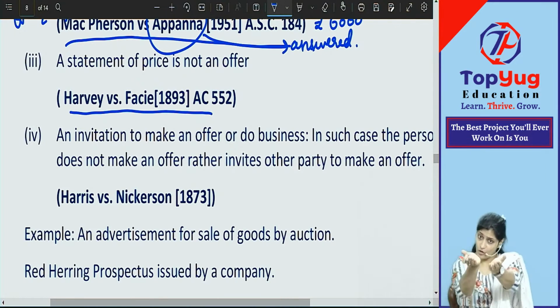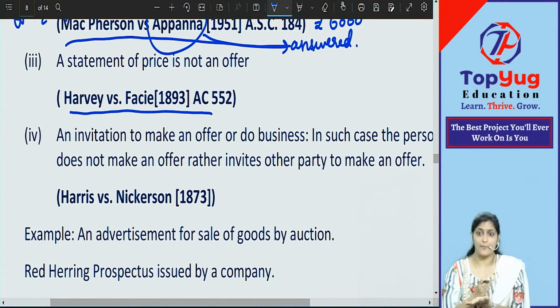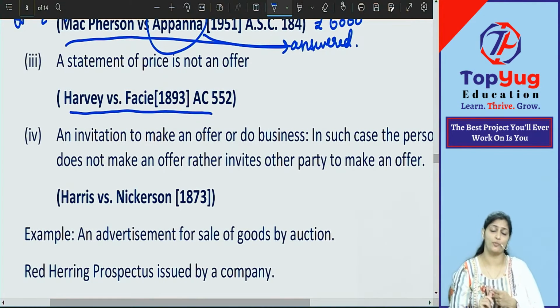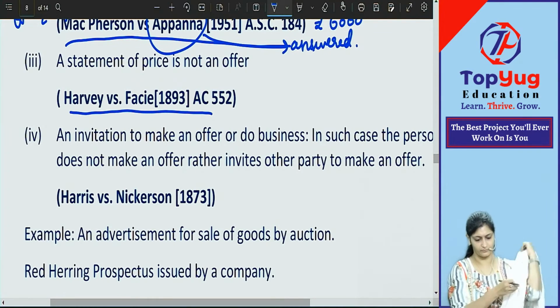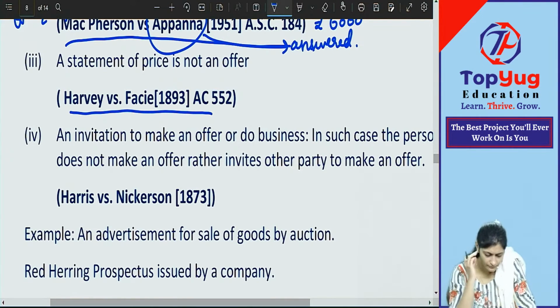Now, if you want to make an offer, you make an offer. Can I purchase? Then I will say yes or no. But I am just giving you price. That is not offer. I am just giving you some information, which is not considered to be offer. Clear? Okay. Invitation to make offers or do business.